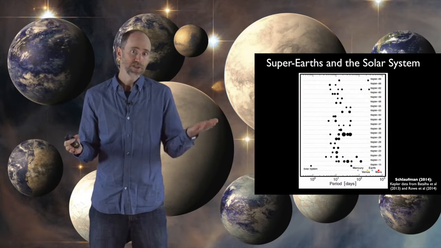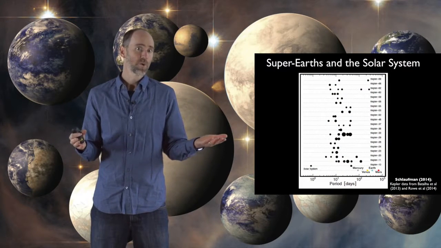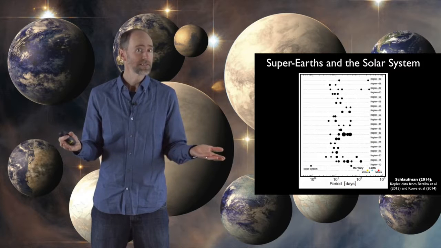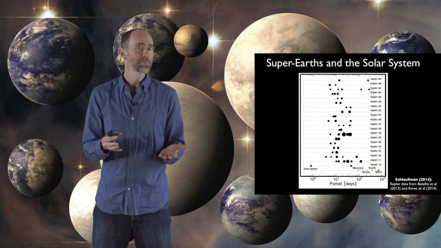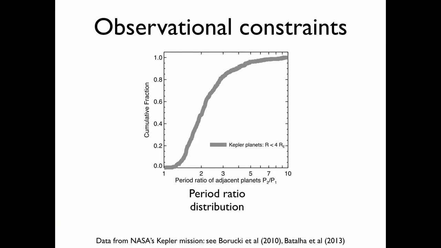So this illustration shows a selection of super-Earth systems with the solar system at the bottom for comparison. You can see they're much closer in to their stars, and they're often in systems with many planets. Now, our goal here is to build a model that can explain how these planets form. So to do that, we have to match what we see, the observational constraints. And there are a few of these.